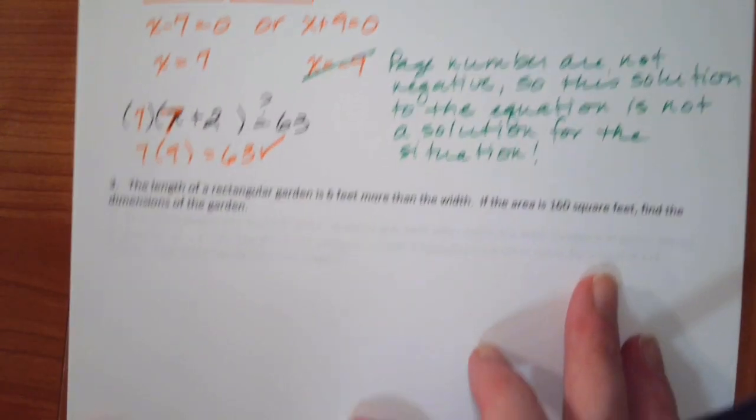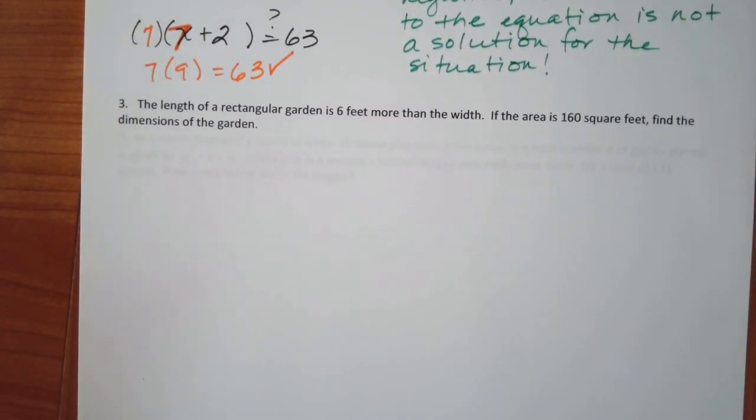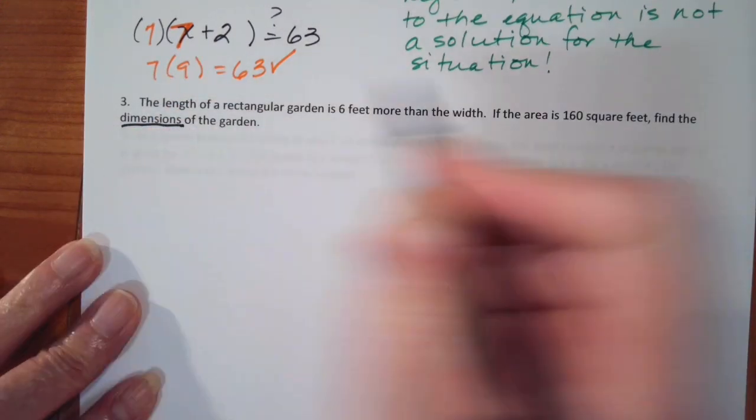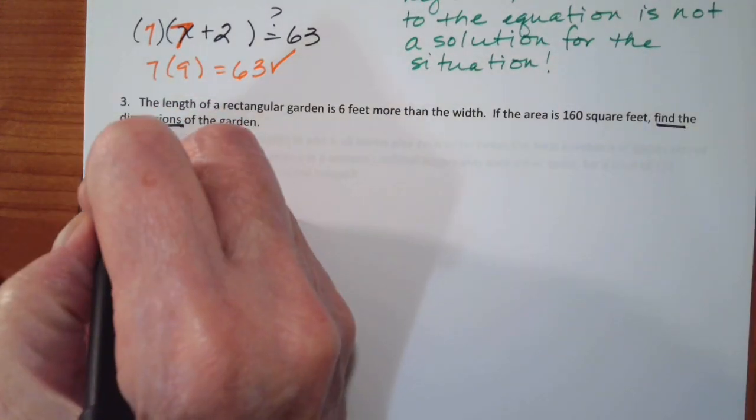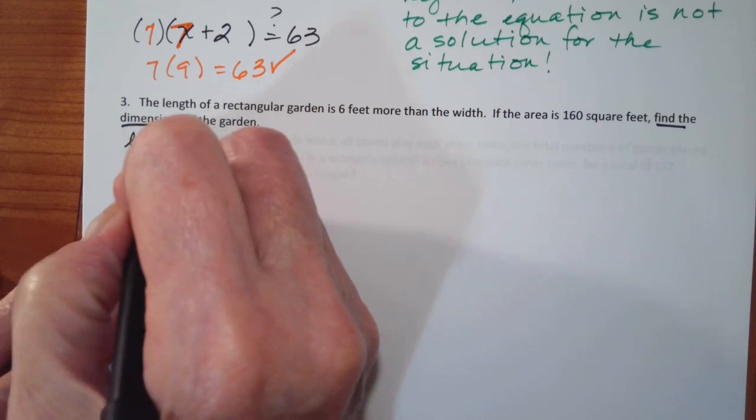Okay. All right, the length of a rectangular garden is 6 feet more than the width. If the area is 160 square feet, find the dimensions. This means find the length and the width.